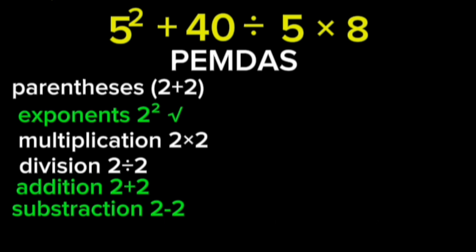But here's the part many people misunderstand. Multiplication and division have the same level of priority. Addition and subtraction also have the same level of priority. So what do we do? We solve them from left to right.